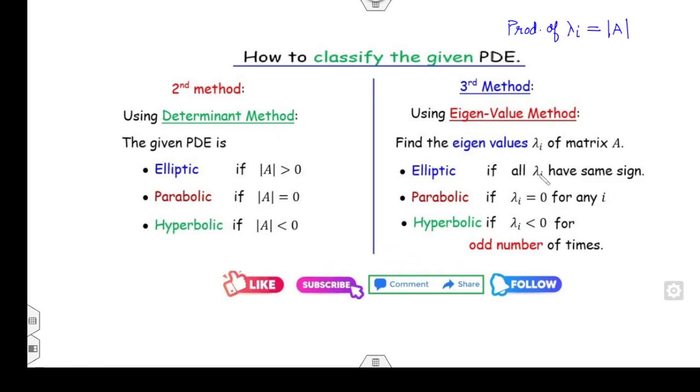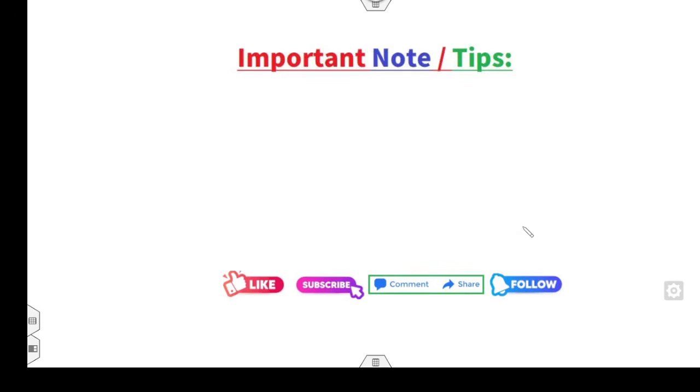So you clearly say when all these eigenvalues are positive, then it is elliptic, and whenever one of the eigenvalues is 0, the product will be 0 and so on. But here is the biggest important point you have to keep in mind, a very important point, and that point is very useful for CSIR NET, GATE and your university examination. 90% of students skip this point from their mind and their answer becomes wrong.